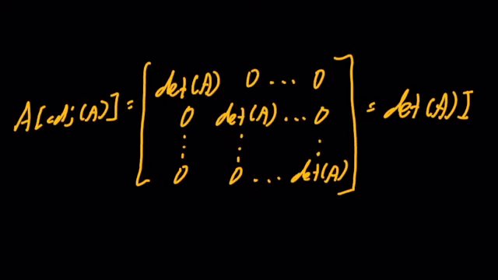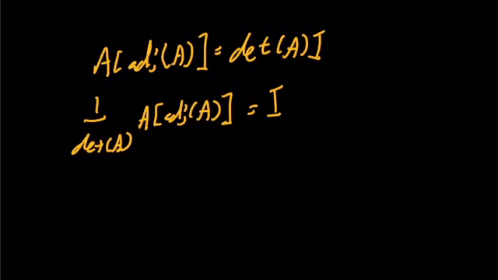Well, let's see here. We have A times the adjoint equal to determinant of A times the identity matrix. So let's divide both sides by the determinant of A. And what does that look like exactly? Well, I'll show you guys. So this is what it looks like when we divide both sides by the determinant.